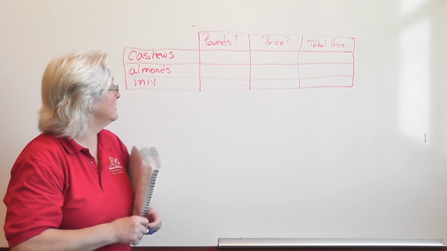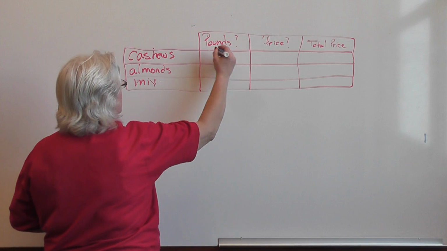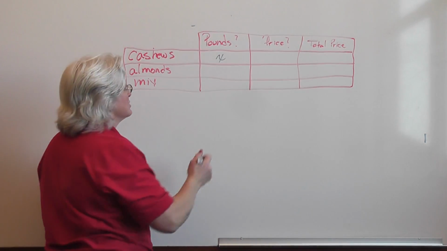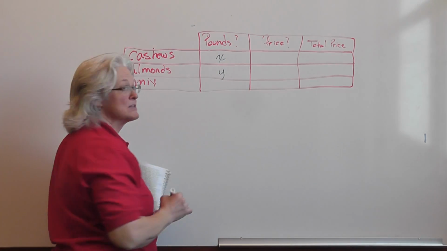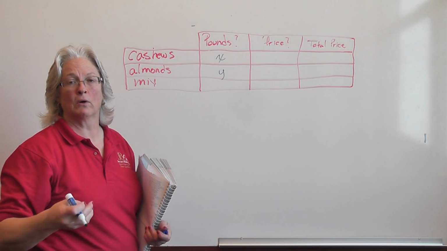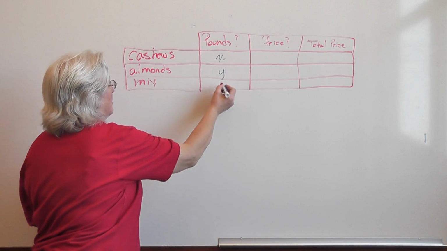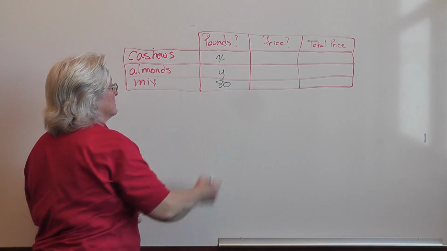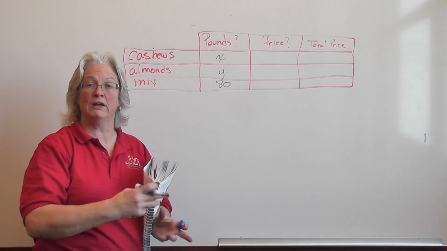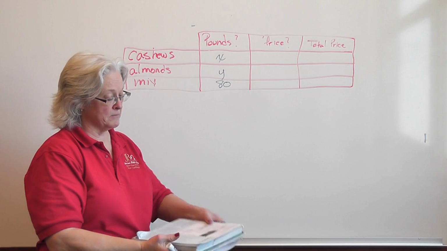So it makes it real logical to say, let's just have X be the number of pounds of cashews. Y is the number of pounds of almonds. And if you look in your problem, you see that there are 80 pounds of nut mixture that is going to result when you combine some cashews and some almonds.